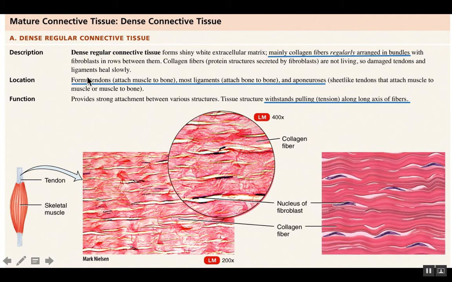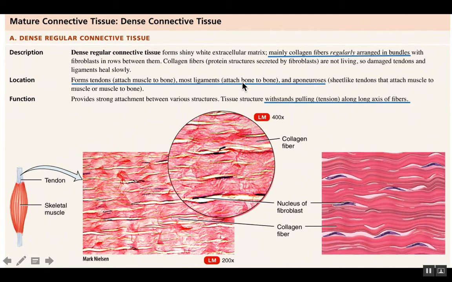It's used to form tendons, which attach muscle to bone. It forms ligaments, which attach bone to bone. And it forms aponeuroses, which are basically a flat tendon.